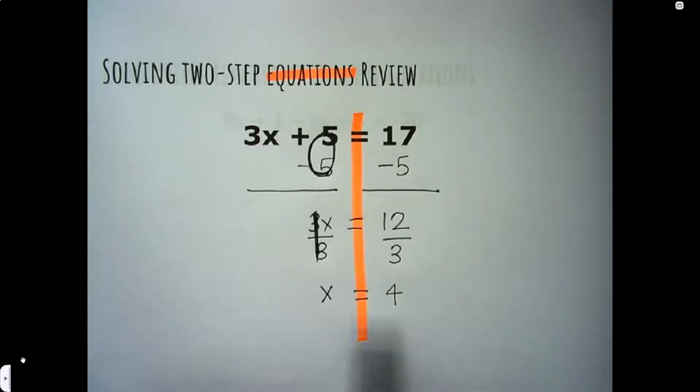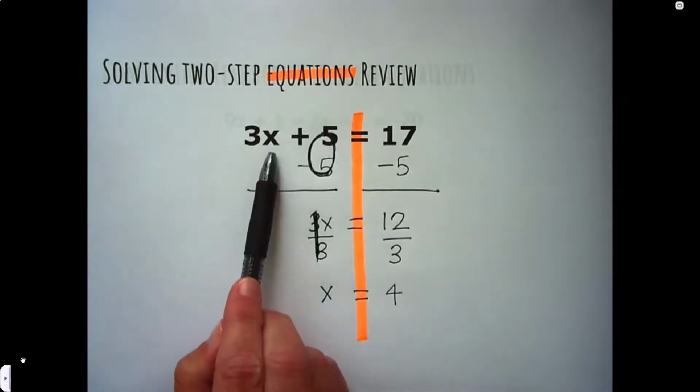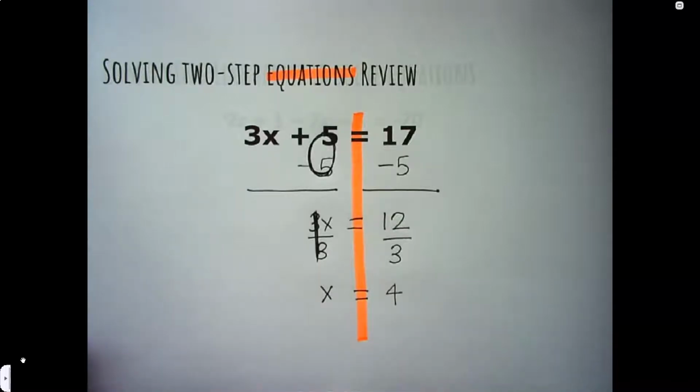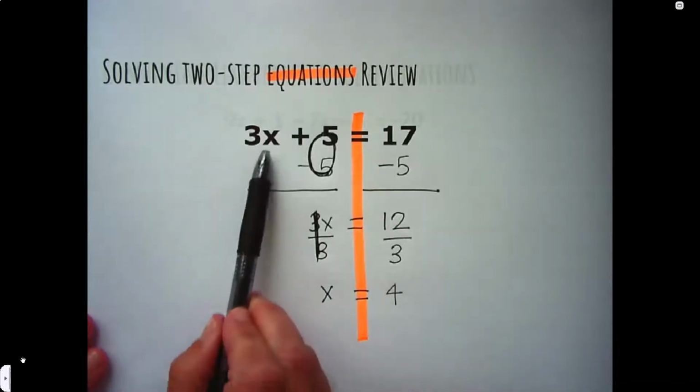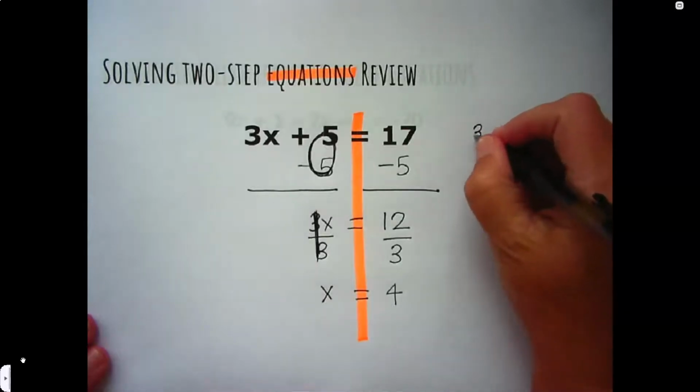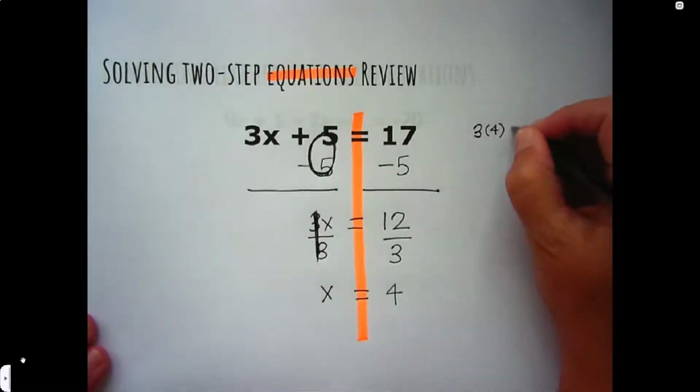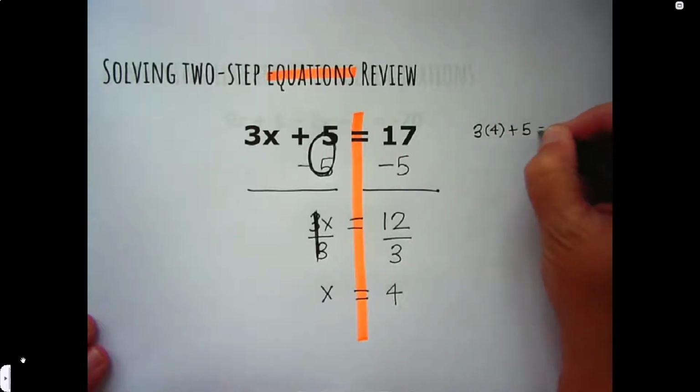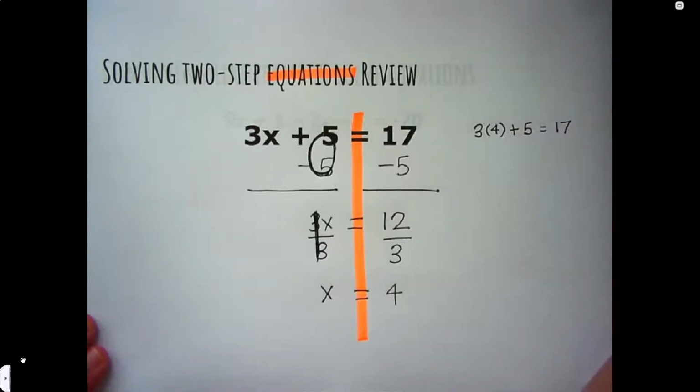So when I get down to this point, x is equal to 4, I have successfully solved my equation. I know now what that x in that problem is. And remember, you can check these. So if I were to put 4 in place of that x, then that would give me 3 times 4 plus 5 is equal to 17.